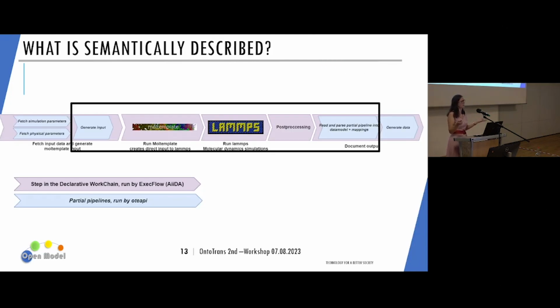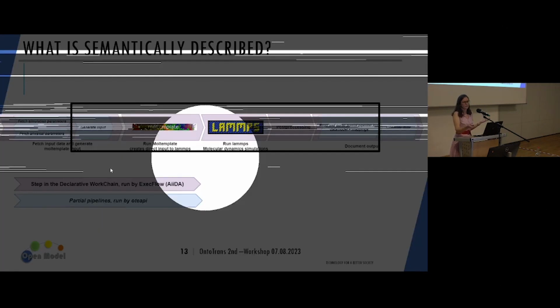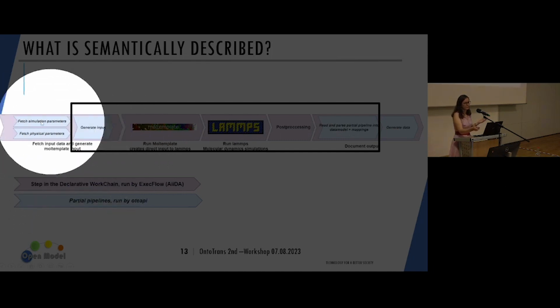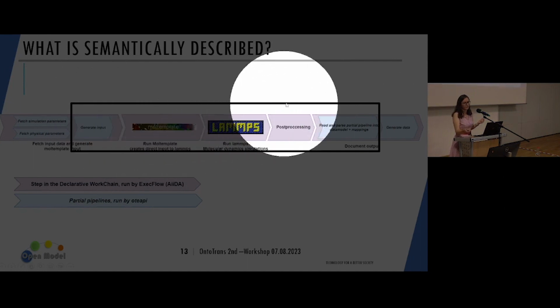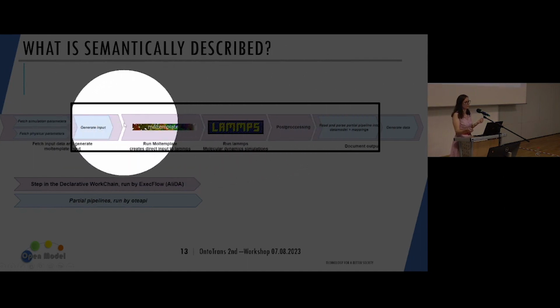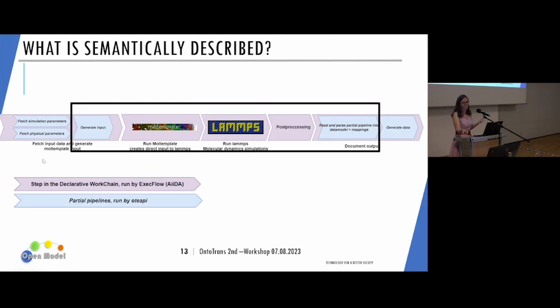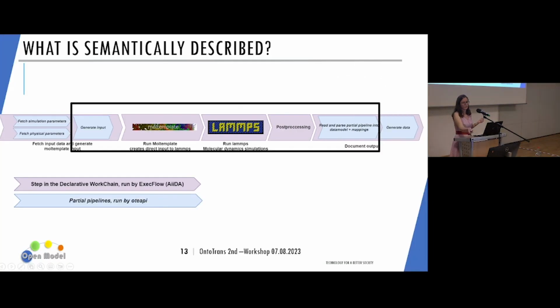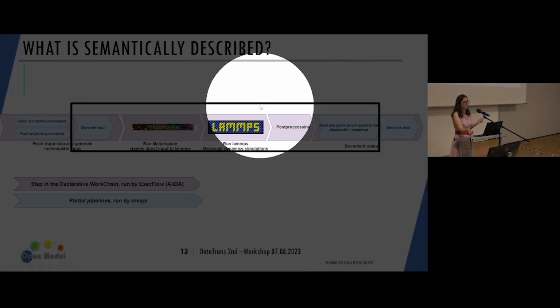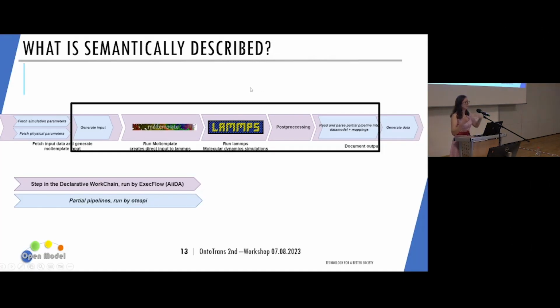So what is actually semantically described here? What is really semantically described are these things with the pipelines. And what is in the middle here is kind of a black box. That means that the output here, we can use it later, but the output from LAMMPS is a little bit difficult to use unless we know how to access it inside AiiDA, which is possible, of course.